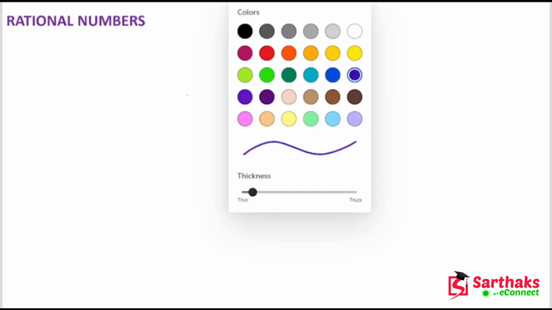Now let us come to the main topic, which is representation of rational numbers. Now we have represented integers. The representation of rational numbers is similar, but now it will involve fractions also. So let us take an example of a fraction and we should try to represent it. Let us represent half on the number line, right? So first of all we will draw a number line.